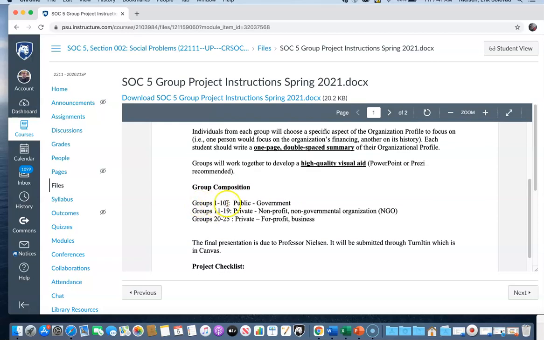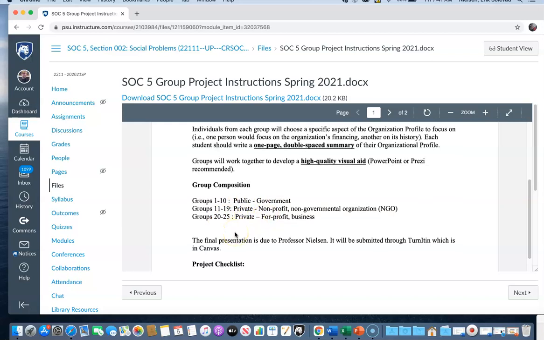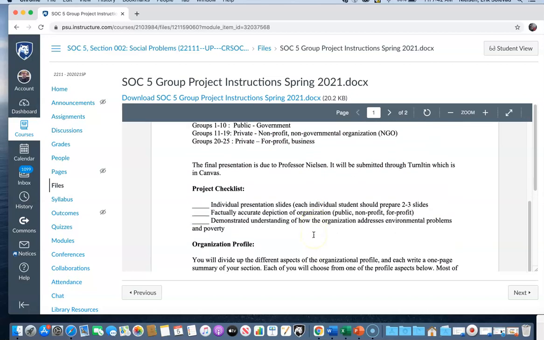But if you're in 1 through 10, you'll be profiling a public government organization. 11 through 19, a private nonprofit, non-governmental organization. Or if your group's 20 through 25, a private for-profit business. Let's see, and then you'll submit it through Turnitin.